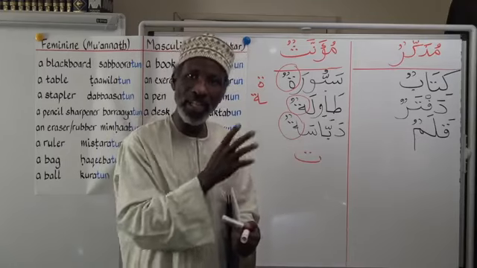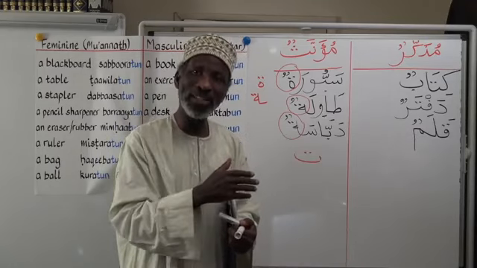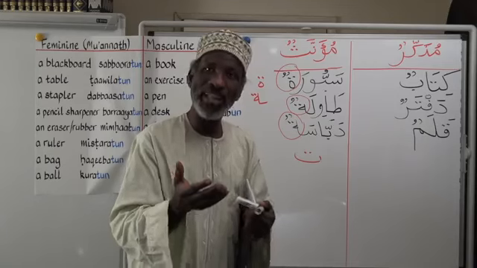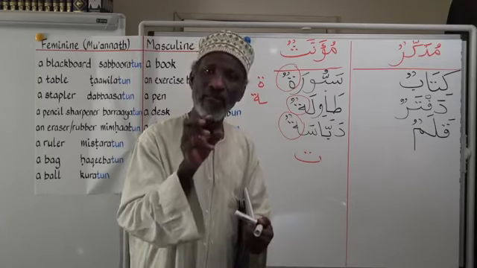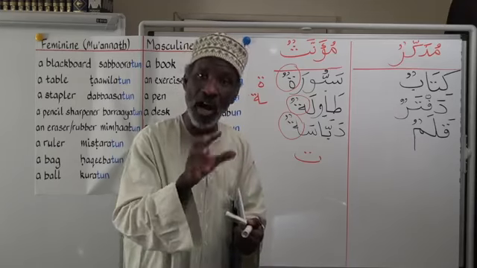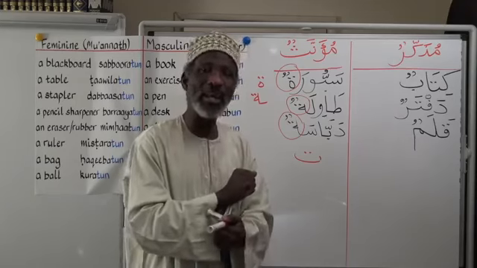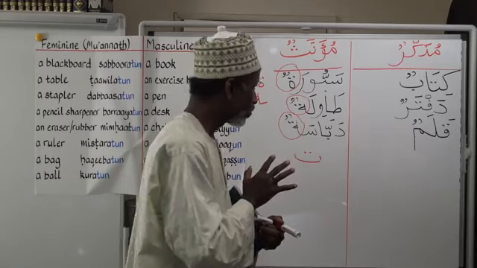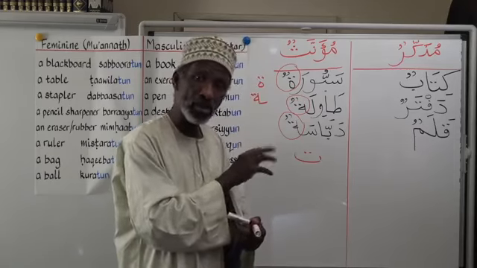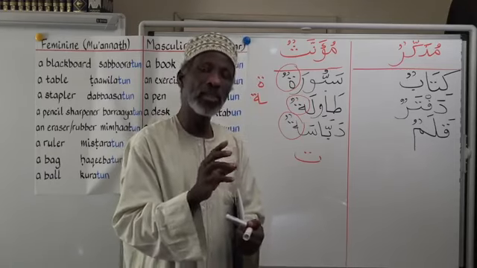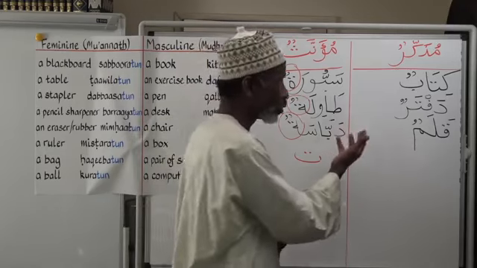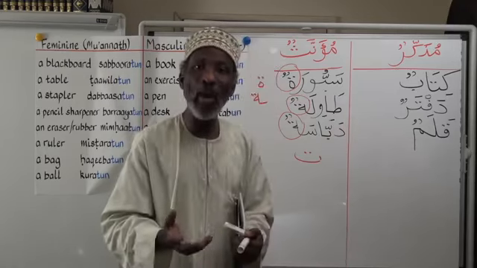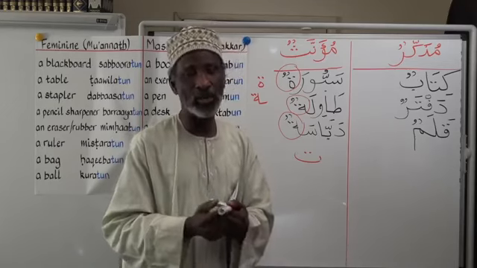The important thing is when you see that ta marbuta, you can safely assume that that particular word is feminine or is regarded as feminine in Arabic. So, anytime you see ta marbuta, just say, this is mu'annath. And if you don't see ta marbuta, say this is mudhakkar. This is masculine.